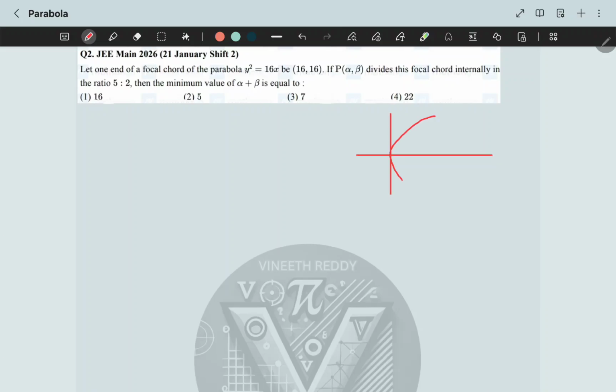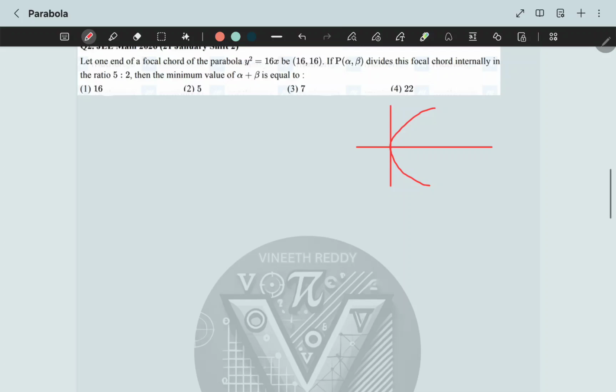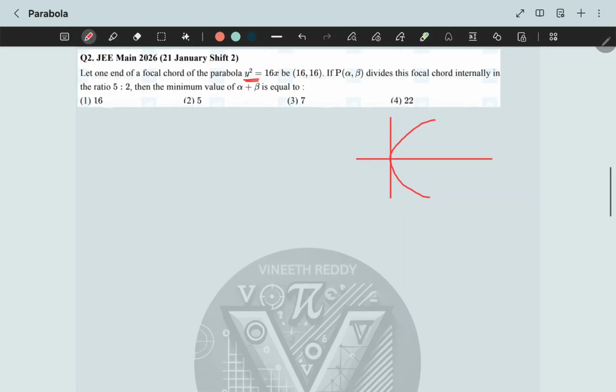If P(alpha, beta) divides this focal chord internally in the ratio 5:2, then find the minimum value of alpha plus beta. This should be a very simple question. See, 4a is equal to 16, that means a is equal to 4. The focus is (4, 0).